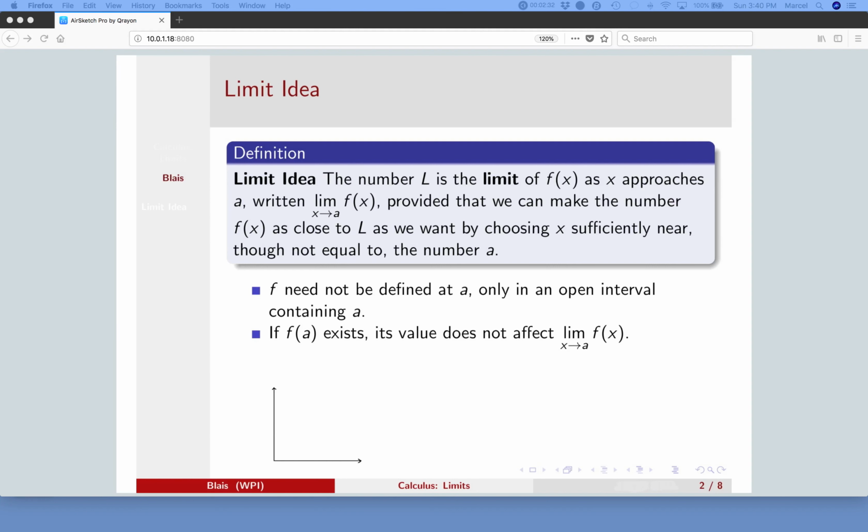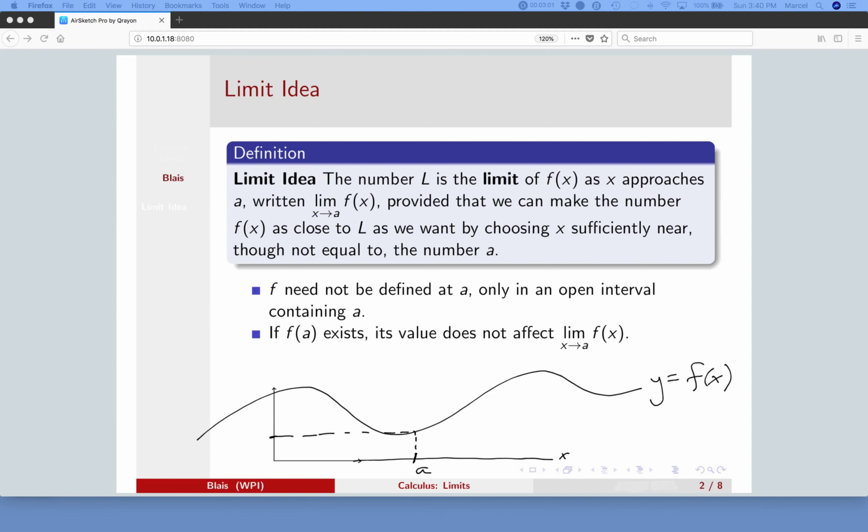So let's draw an example. This will be an example of a case where the limit exists, everything is fine and dandy. So suppose that we have our function graphed here, and then down here on the x-axis is a. And in this case, as depicted, this value on the y-axis, L, would in fact be the limit as x approaches a of f of x.